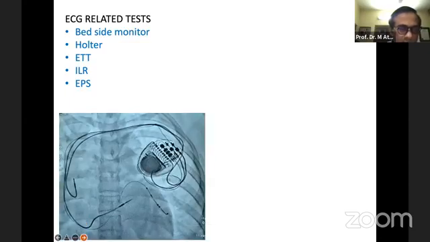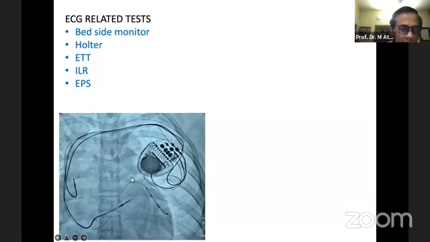Testing or TMT, ILR, electrophysiological test. So these are some ECG-related tests. Not only the 12-lead ECG, there are many other tests which are dependent on or related to knowledge of the ECG. ECG is complementary to many other tests. All the tests are unique.